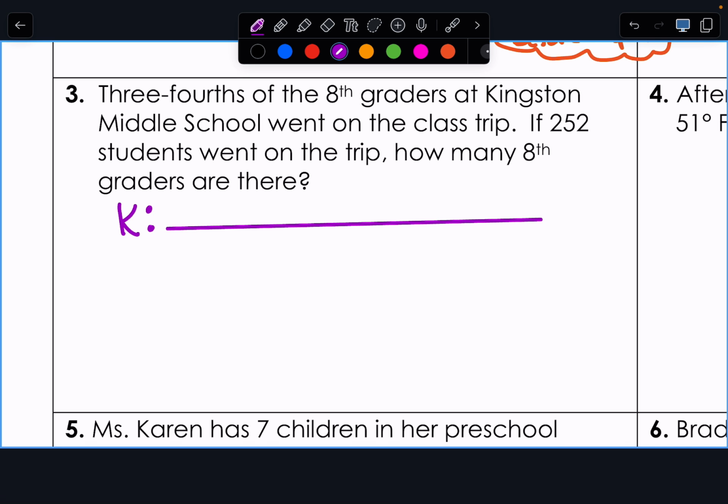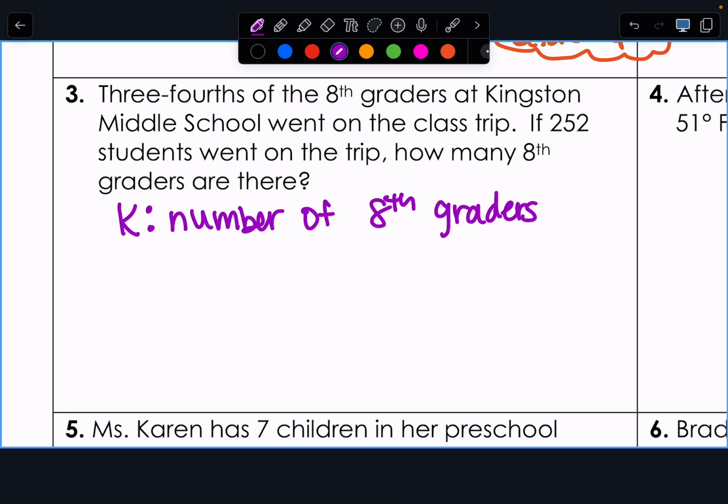All right. What did you put, Kali? What does K represent? Kiddos. But in this problem, games. Wait, what are we looking for, Kali? Kid for Carrie. Okay. So the number of 8th graders.